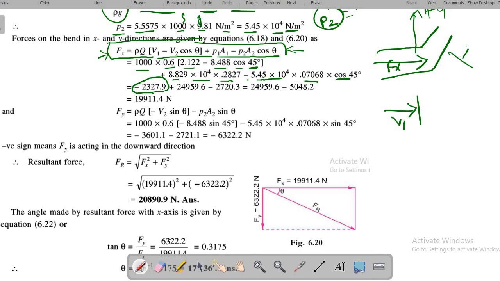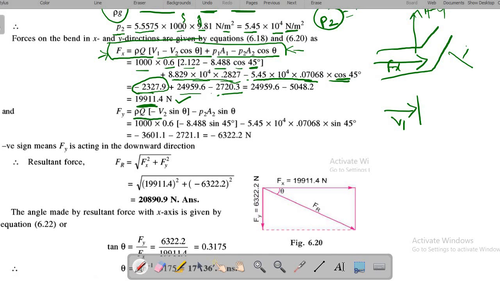Next part is 8.829 into 10 to the power 4 into 0.2827. So we are getting it as 24,959.6 minus 5.45 into 10 to the power 4 into 0.07068 cos 45. So we are getting again it as 2720.3. The minus sign will be as it is from the relation or the equation. So upon simplification we will get it as 19,911.4 Newton. Okay, so this is what Fx.